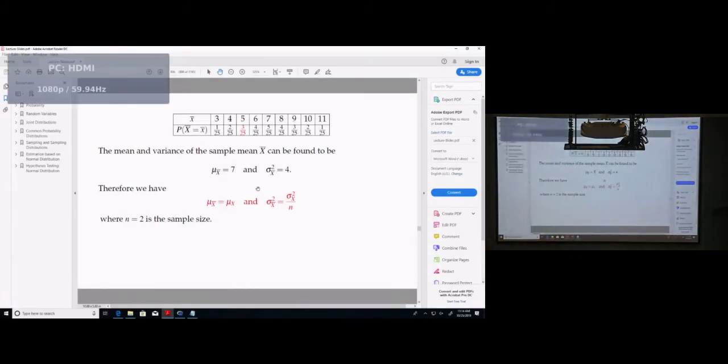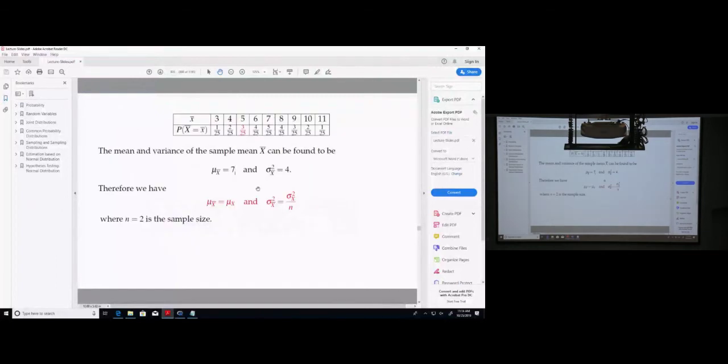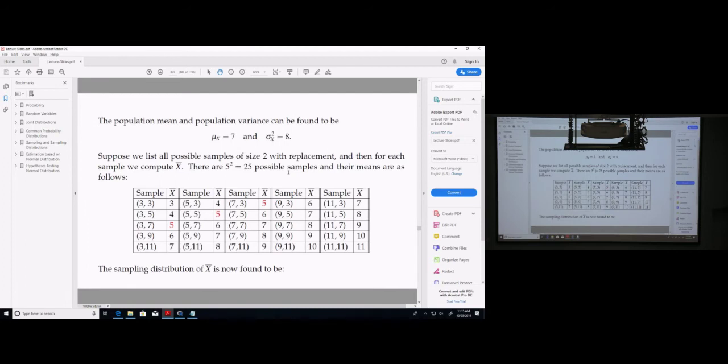The population variance is 8, but here the variance of the sample mean is now half. And in fact, this is the effect: when you do two samplings, the variance will be half. And if you do it 4 times, the variance will be 8 divided by 4. The reason for this is that 7 is your mean in your population.